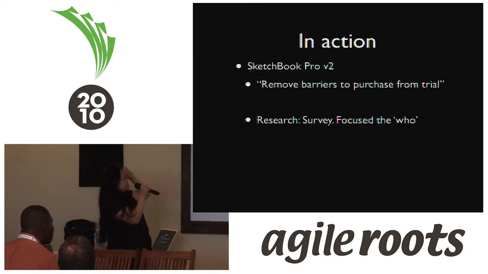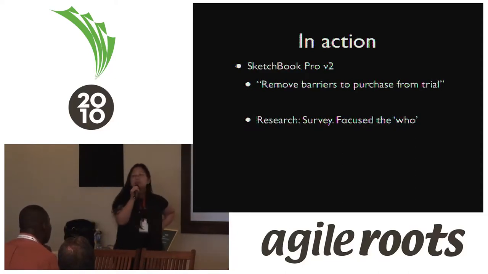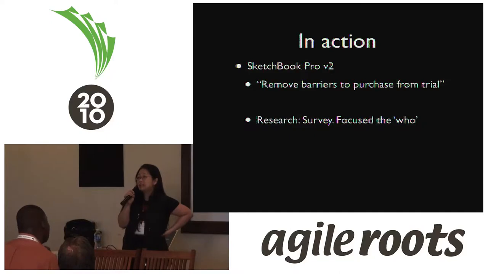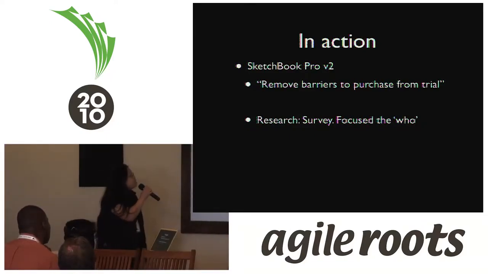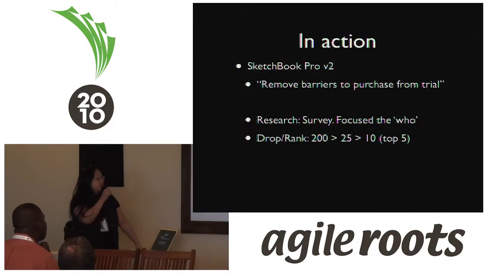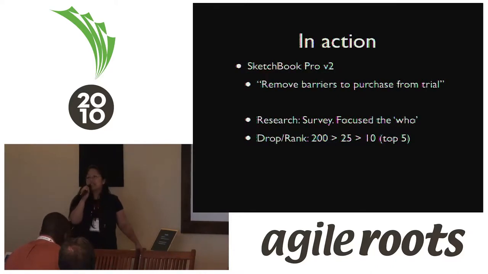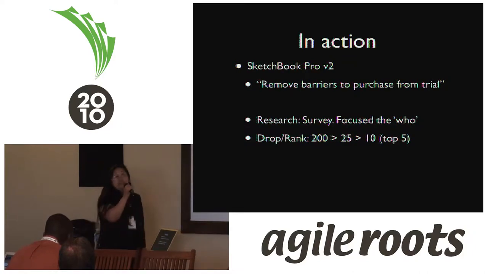So what we did was a survey focused on people who had downloaded but not bought. We got that information from sales. That allowed us to rank 200 high-level features, drop to about 25, and identify within those the 10 absolute must-haves and the top 5 in those 10.